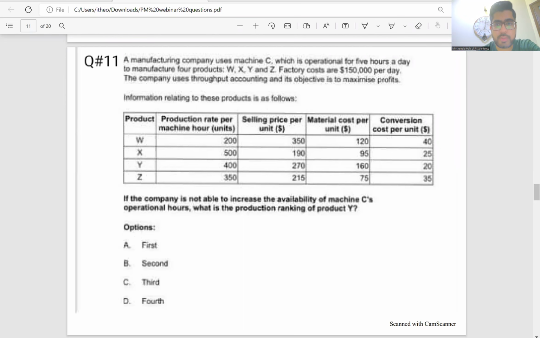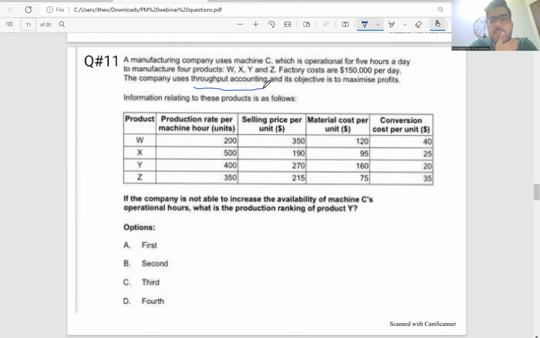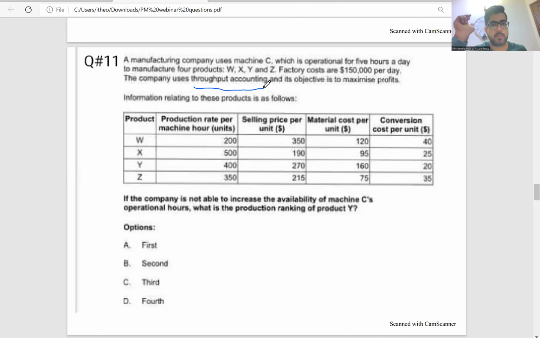Okay, so the important thing is that the company uses throughput accounting. The manufacturing company uses machine C, operational for 5 hours a day to manufacture 4 products W, X, Y, Z. Factory costs are 150,000 per day. Its objective is to maximize profits. Information relating to these products W, X, Y, Z: selling price is given, material cost is given, so you can deduct to get throughput, and conversion cost is given.